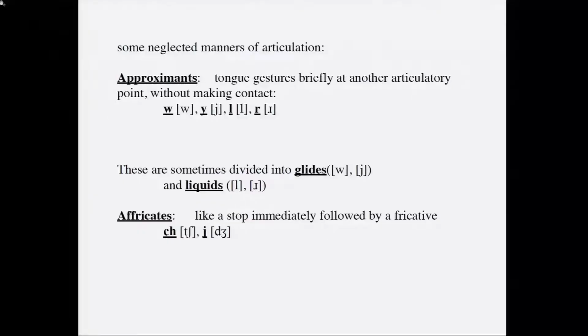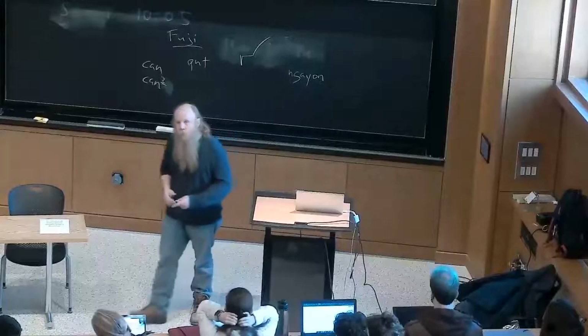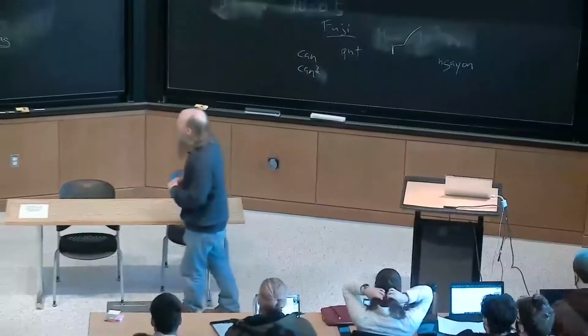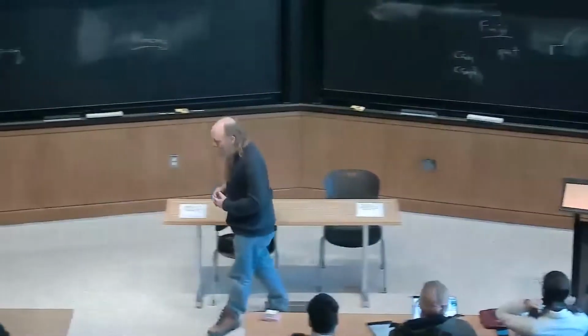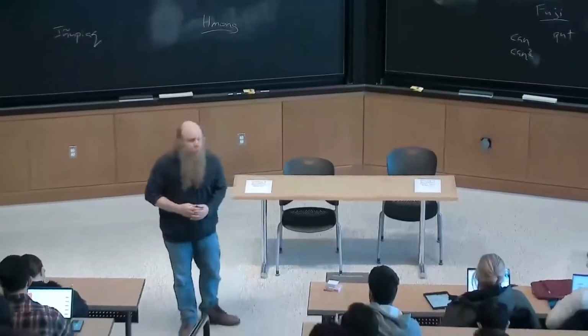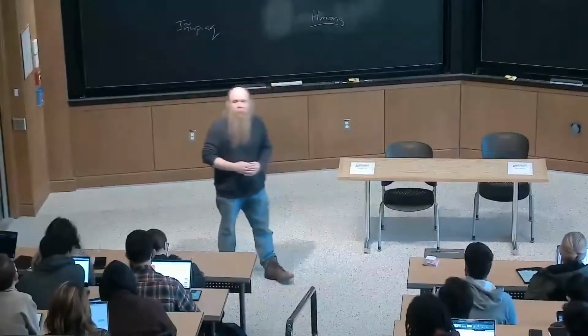Okay, and then this was Raquel was asking about this before. Sounds like ch and j. I think I said you could think of ch as a stop, a T, followed by a fricative, sh, or j, the j at the beginning and end of a word like judge, as being a stop, a D sound, followed by a fricative, a j.